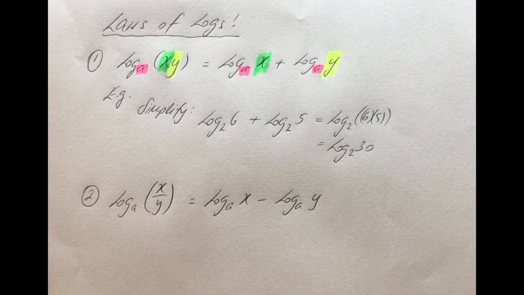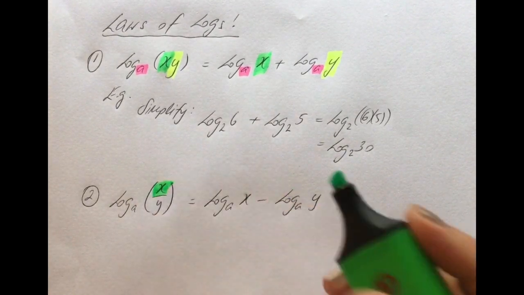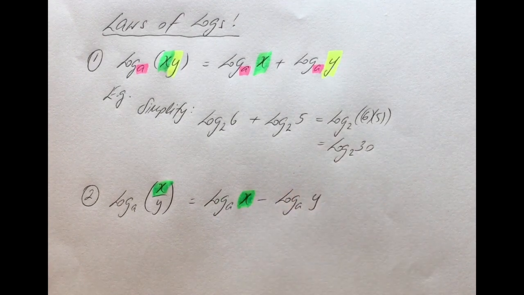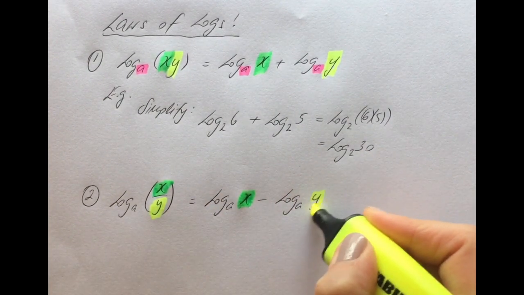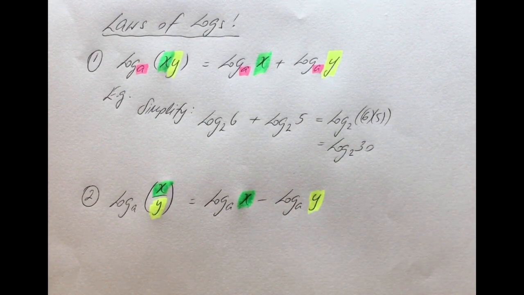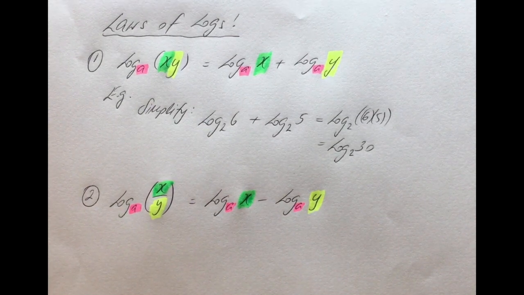This is what we have, and of course this value here matches this value here, and if we're dividing by this, then that's what we can subtract. And again, you have to make sure, of course, your bases are the same, otherwise you cannot do this.